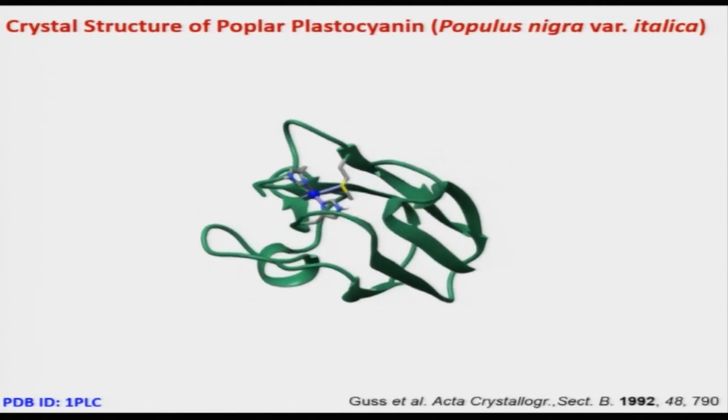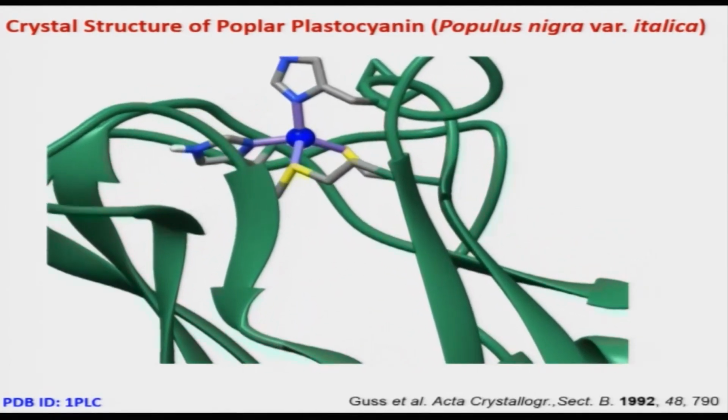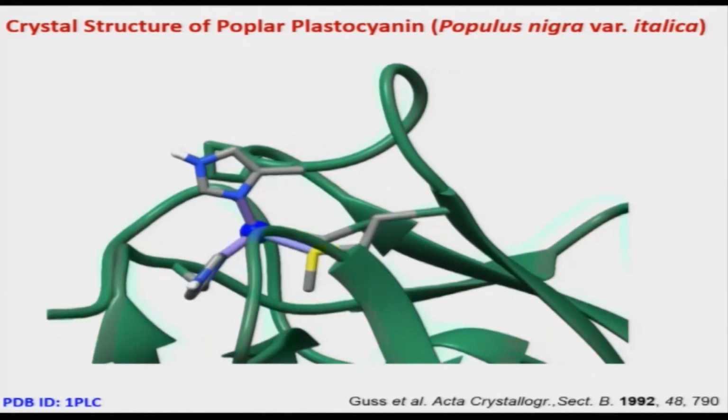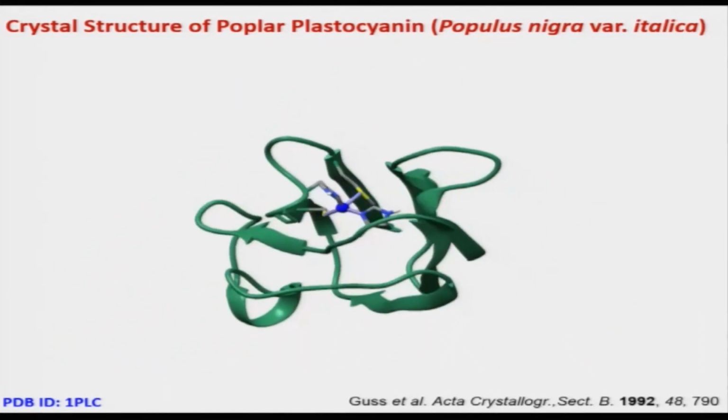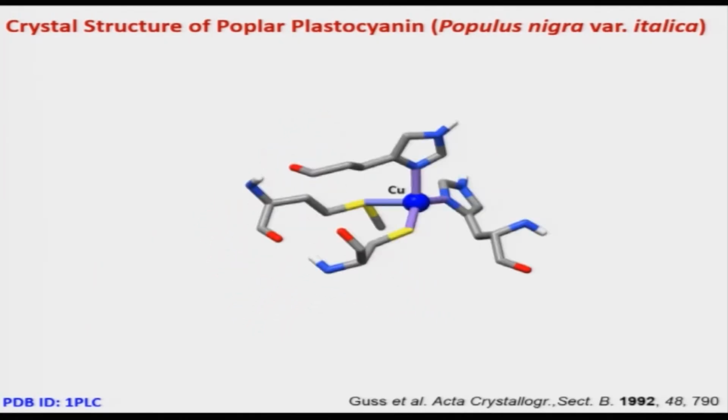The crystal structure of poplar plastocyanin is shown here. Again, this copper center is buried within the protein chains, and if you remove the protein, you see the copper center clearly, which is ligated with 2 histidines, 1 cysteine sulfur and 1 methionine sulfur thioether, and of course this copper-sulfur bond is very long. This is the structure of poplar plastocyanin in the resting state.